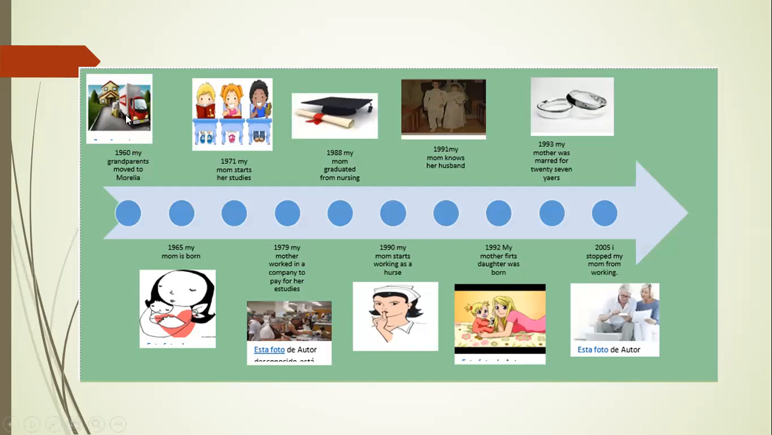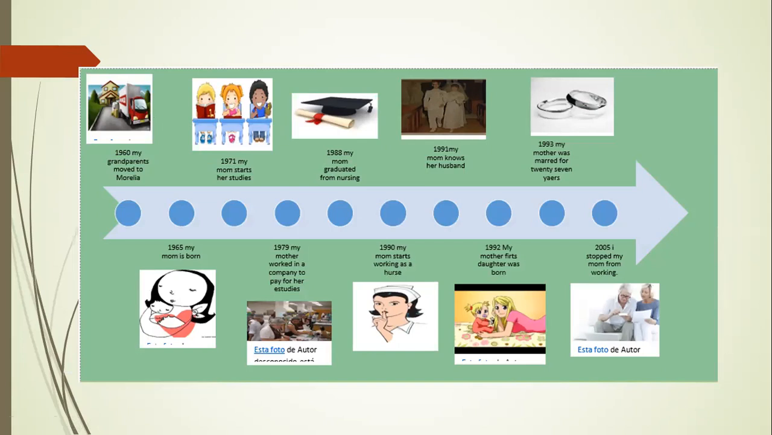Unlike the first one, in this timeline, we have some illustrations. So this timeline, I think, is better than the first one because we have some illustrations. In 1996, my grandparents moved to Morelia.